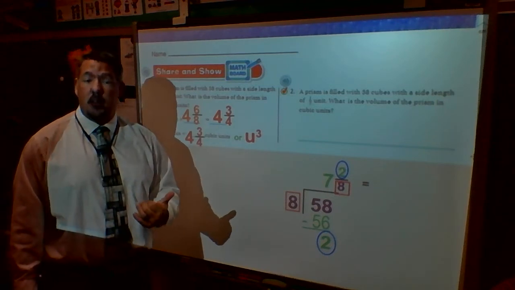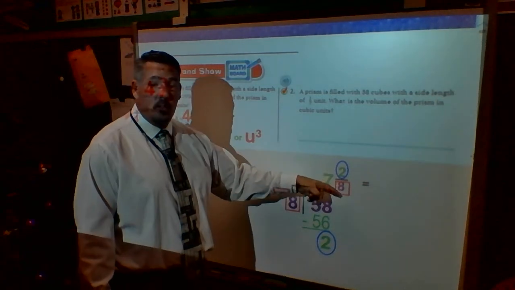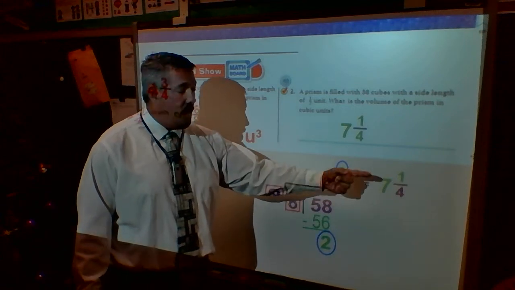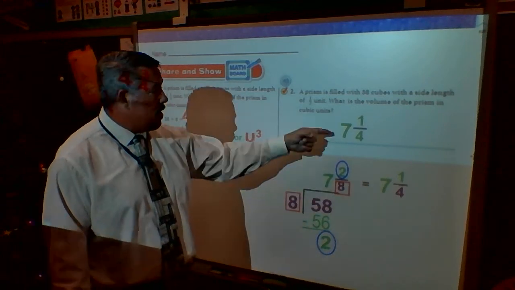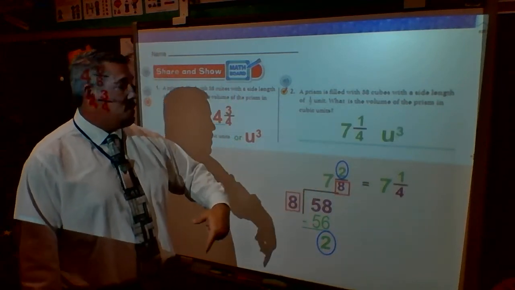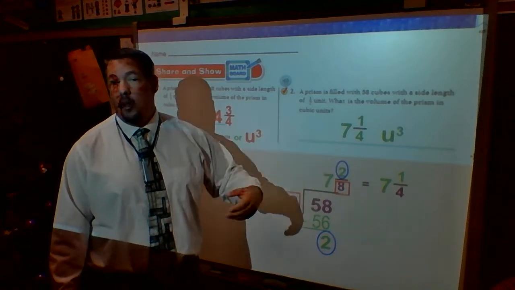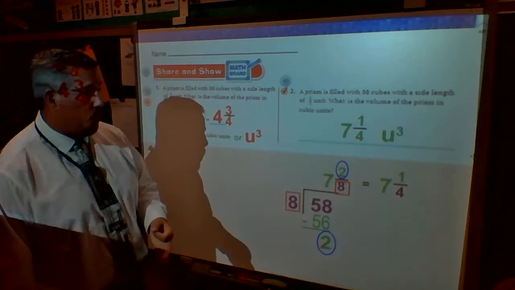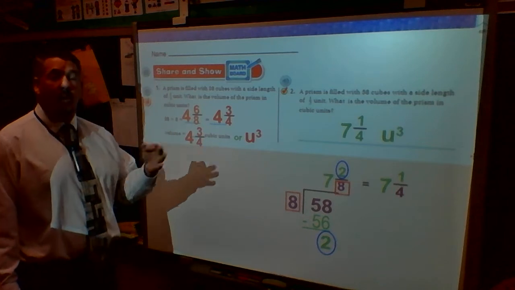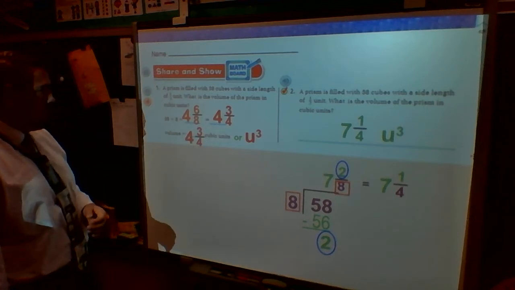Have to reduce my fraction if I can. 2 goes into both of those. So I'm going to get 7 1/4. 7 1/4 what? 7 1/4 cubic units. I multiply 3 sides together, so it has to be a label of 3.